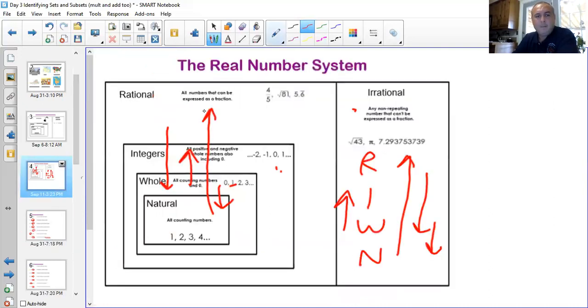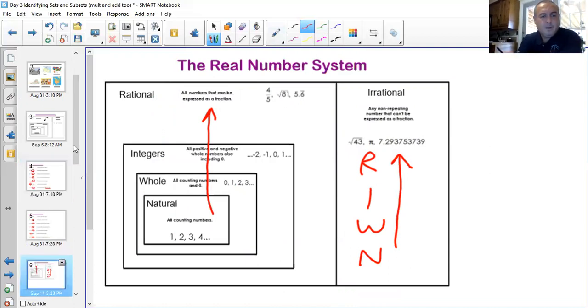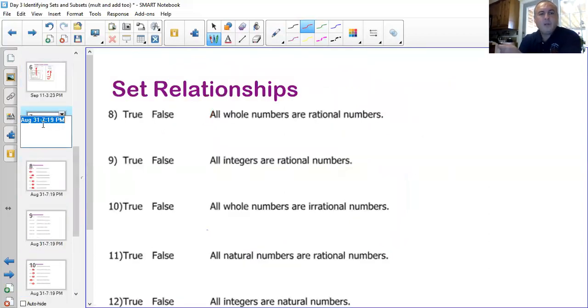All right. Let me erase this. Do a couple more. Give you a tricky one. And then we'll start something new. Let me move this slide down a little bit. There we go.